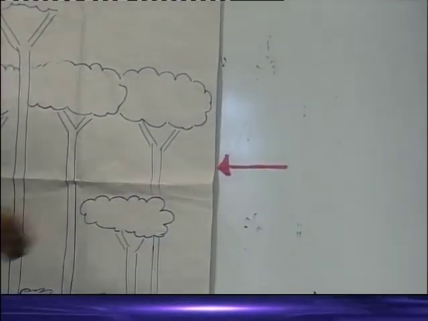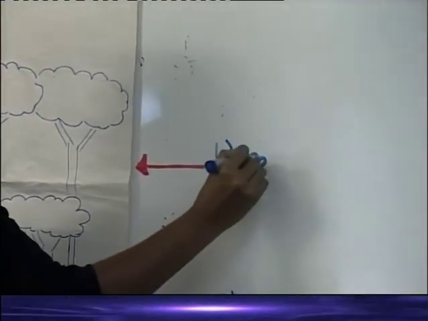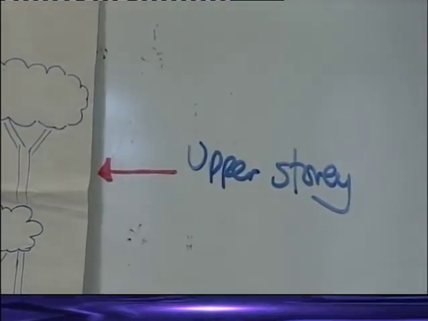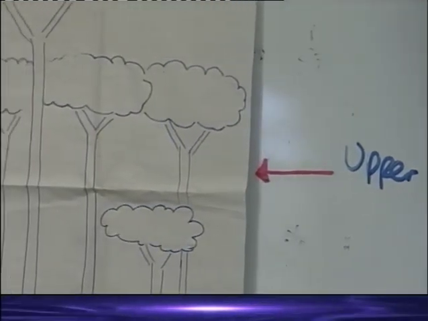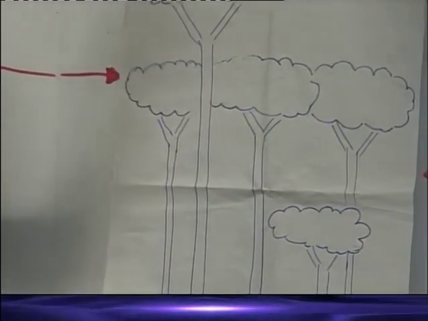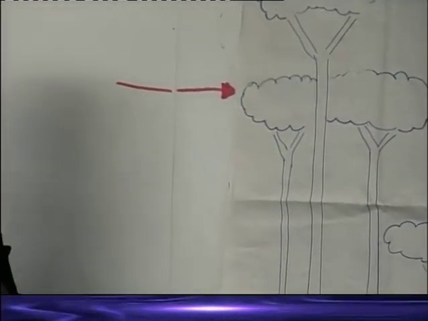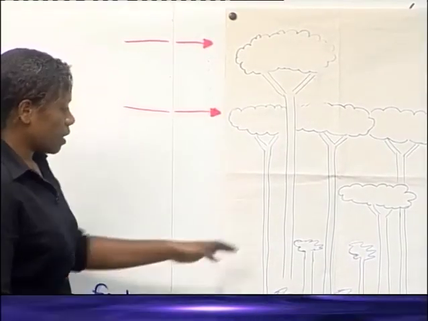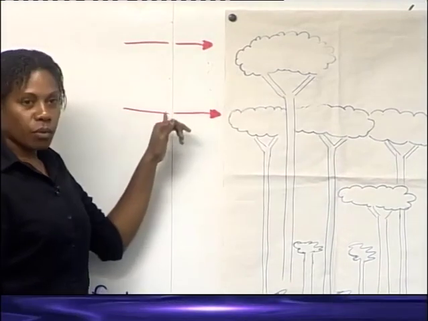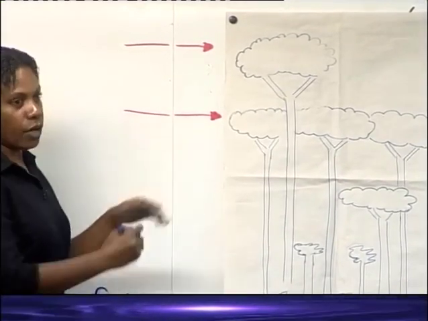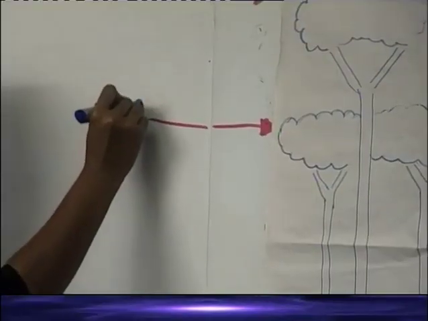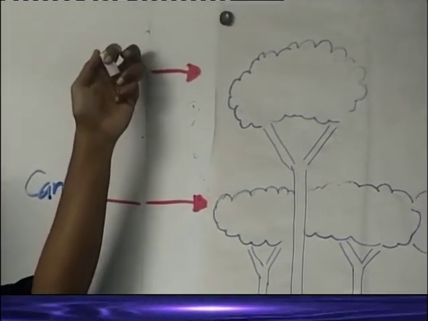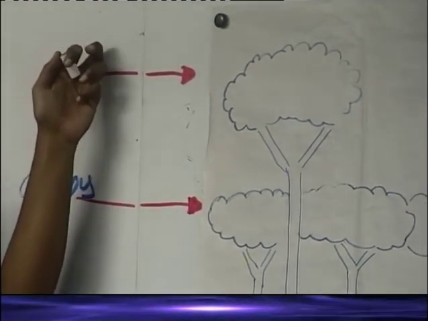We have the upper story. Emergent meaning to emerge. It's right up there, okay? A forest tree that is taller than any other trees. All right, upper story. What do we have here? Canopy, okay, we have the canopy, and then the tallest, we have the emergent, all right.